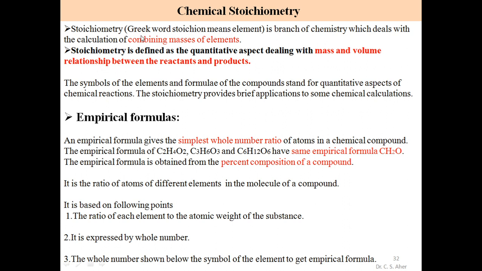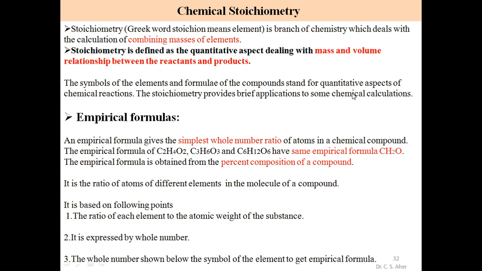Stoichiometry is a Greek word. Stoichion means element. It's a branch of chemistry which deals with the calculation of combining mass of elements. Stoichiometry is defined as a quantitative aspect dealing with mass and volume relation between reactant and product. The symbols of elements and formulas of compounds stand for quantitative aspects of chemical reactions. Stoichiometry provides brief application to some chemical calculations.